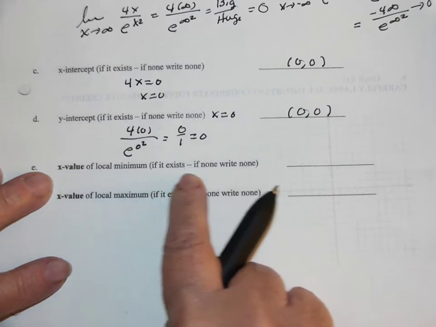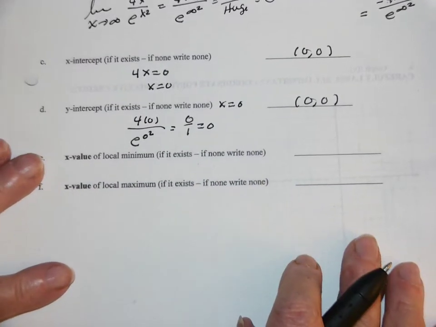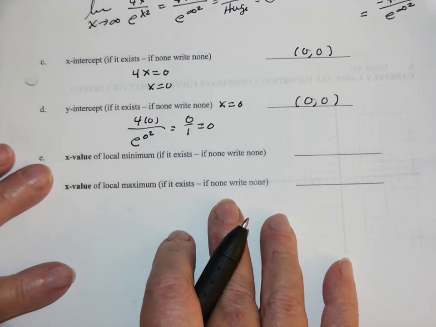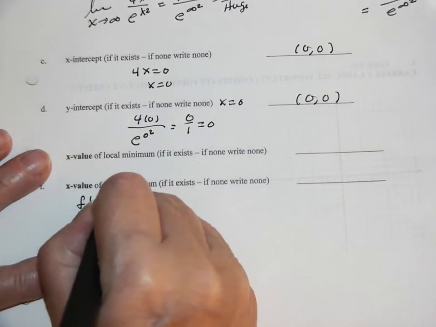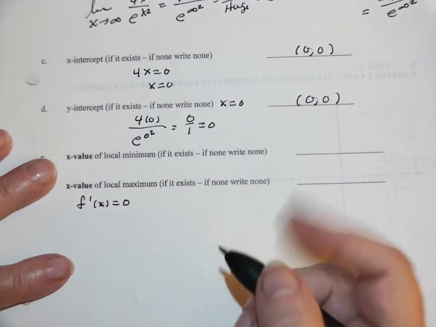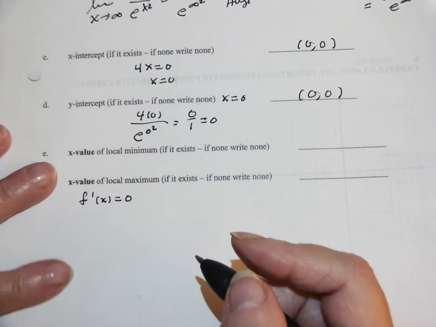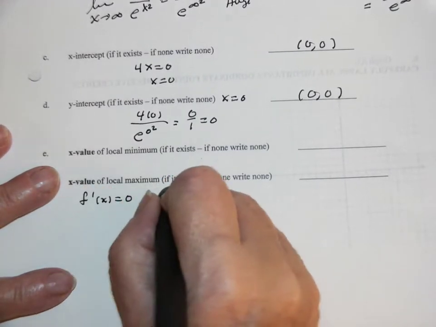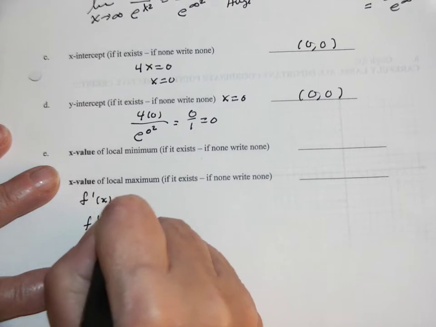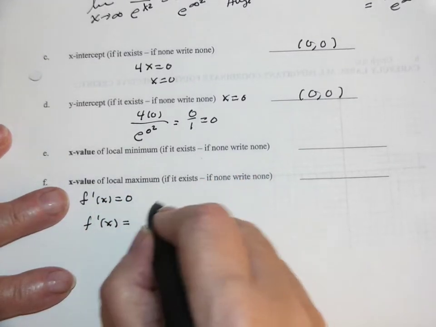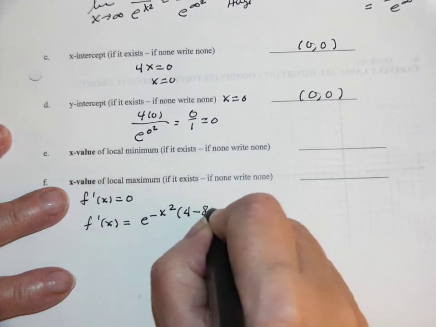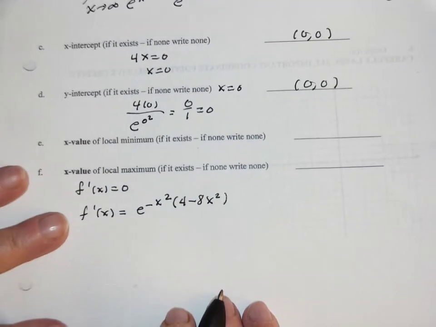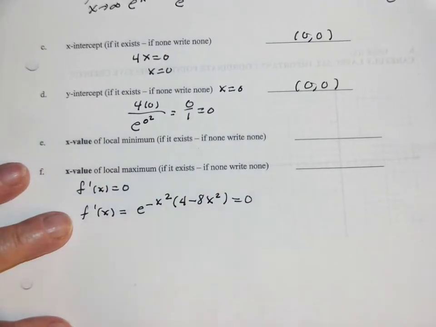X value of local minimum, maximum, if it exists. If I'm looking at maxes and mins, I'm now dealing with the first derivative, so I want to know where f prime equals 0. It exists everywhere because it's all real numbers. It has no VA. So f prime happens to be e to the minus x squared times 4 minus 8x squared. That gets set equal to 0.